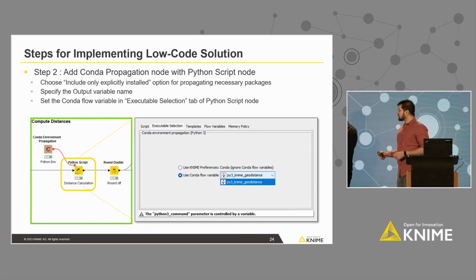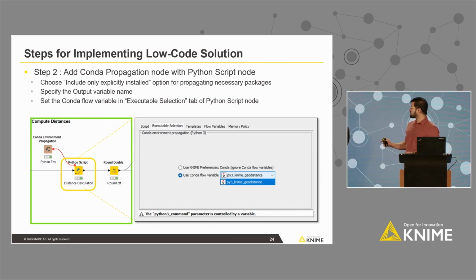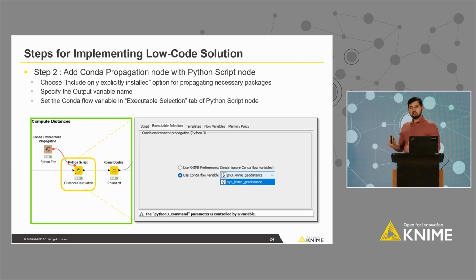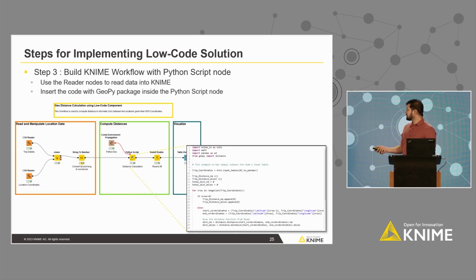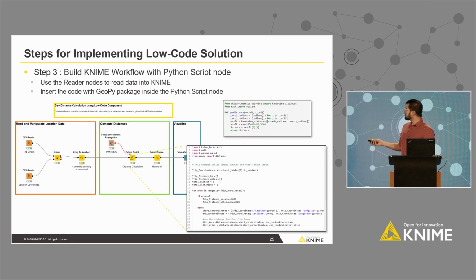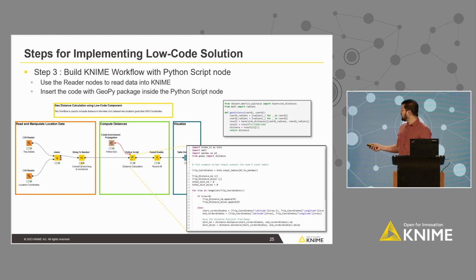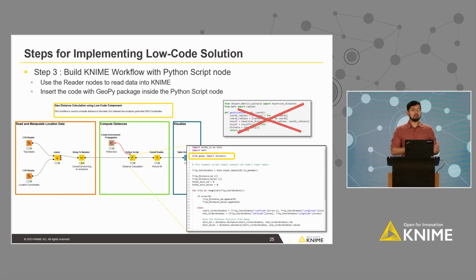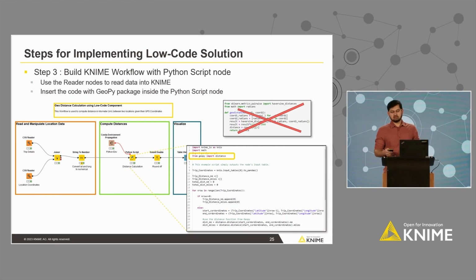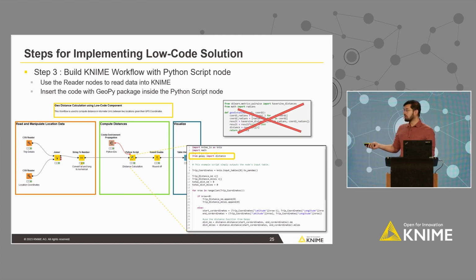Now, in the Python script node, I tell it to switch from the bundled packages to the Conda environment that I'm using. In this case, the environment which uses GeoPy. Now, in the final step, I remove the code that was using the formula, and I replace it with the GeoPy package that I use. That's it. With these minute changes, I am able to use a new package, which was not in the bundled environment, and I'm able to build the solutions.